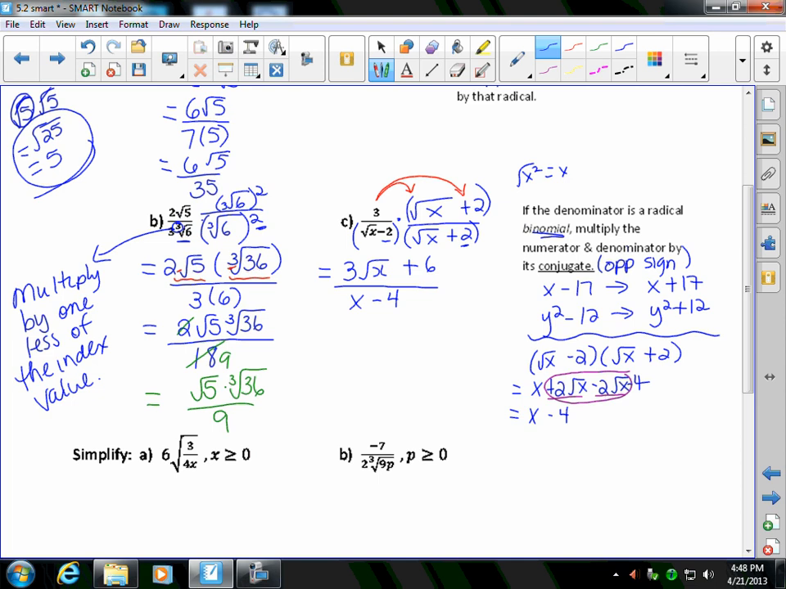So the whole point of using the conjugate, using the opposite sign, is to get rid of your radical, so getting rid of that square root or cube root, whatever it was, and also getting rid of that middle term.